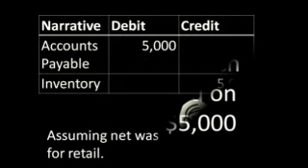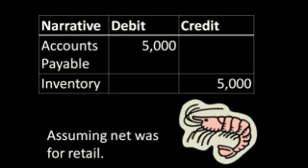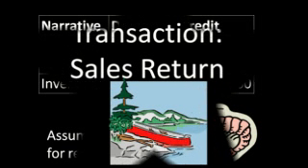When the item is returned, there will be a reduction in the asset of inventory, so a credit is required for this account. There will be a decrease in the amount that Bubba owes. His liabilities are reduced. To reduce the liability account, we debit the account. Accounts payable, the liability account, is debited with $5,000. Inventory is credited with $5,000.